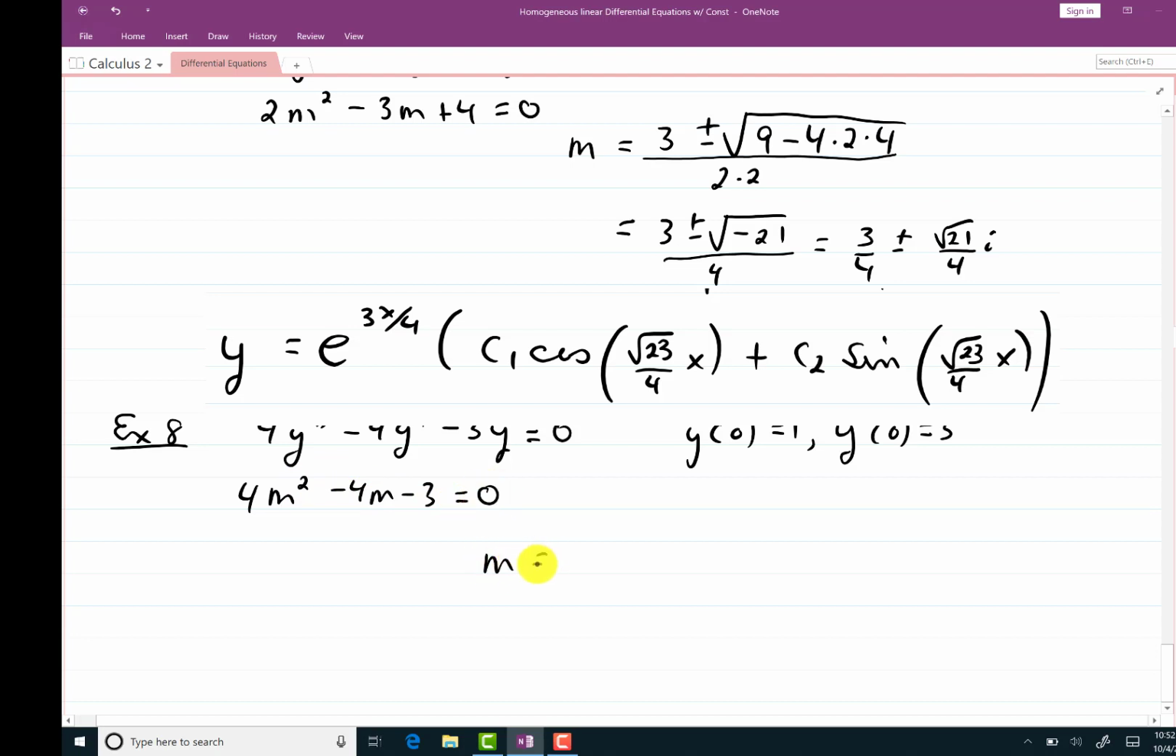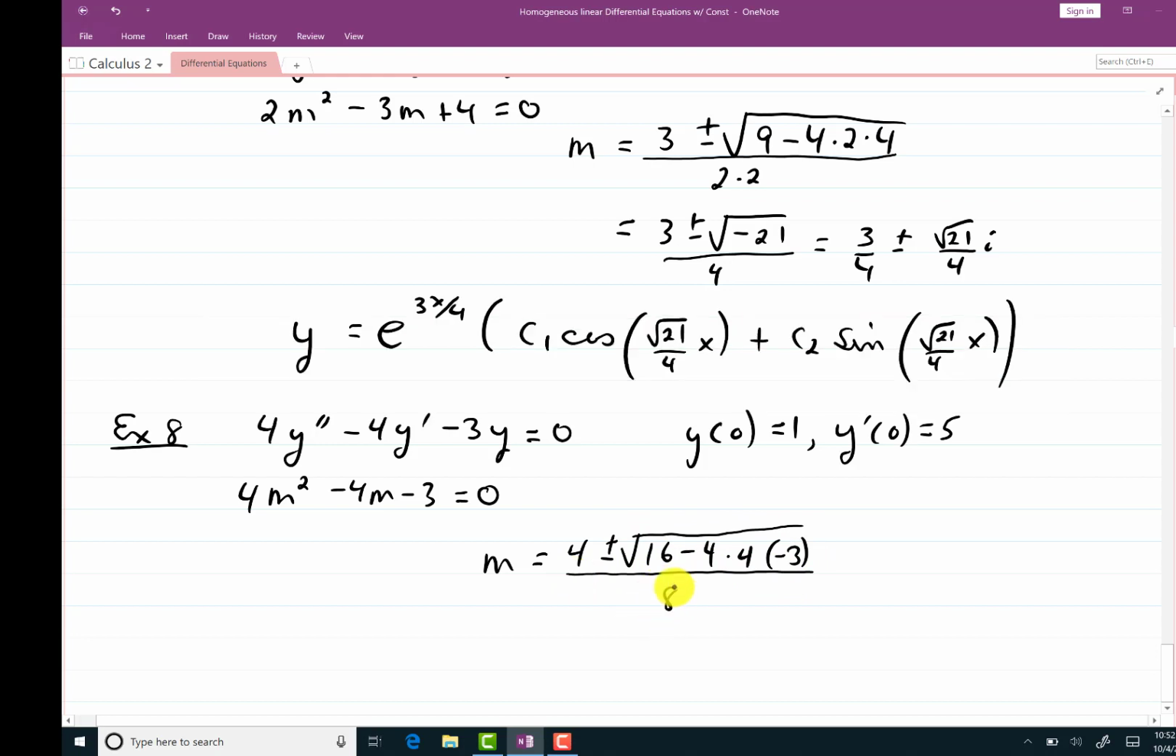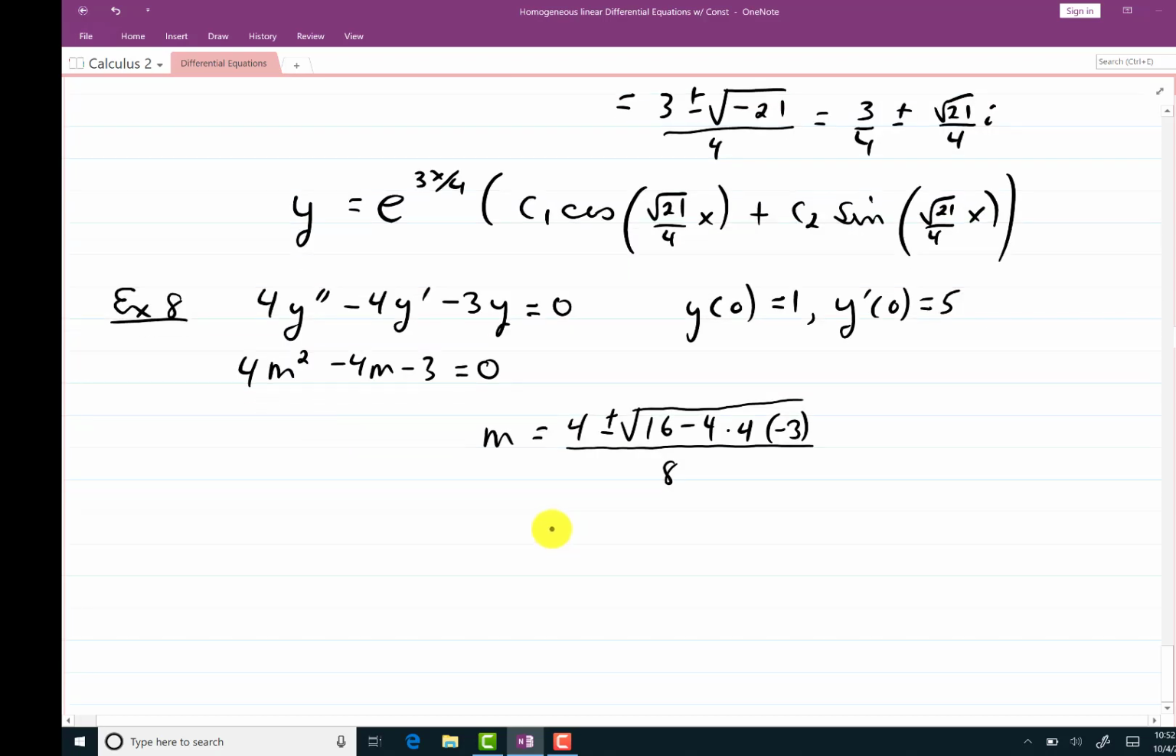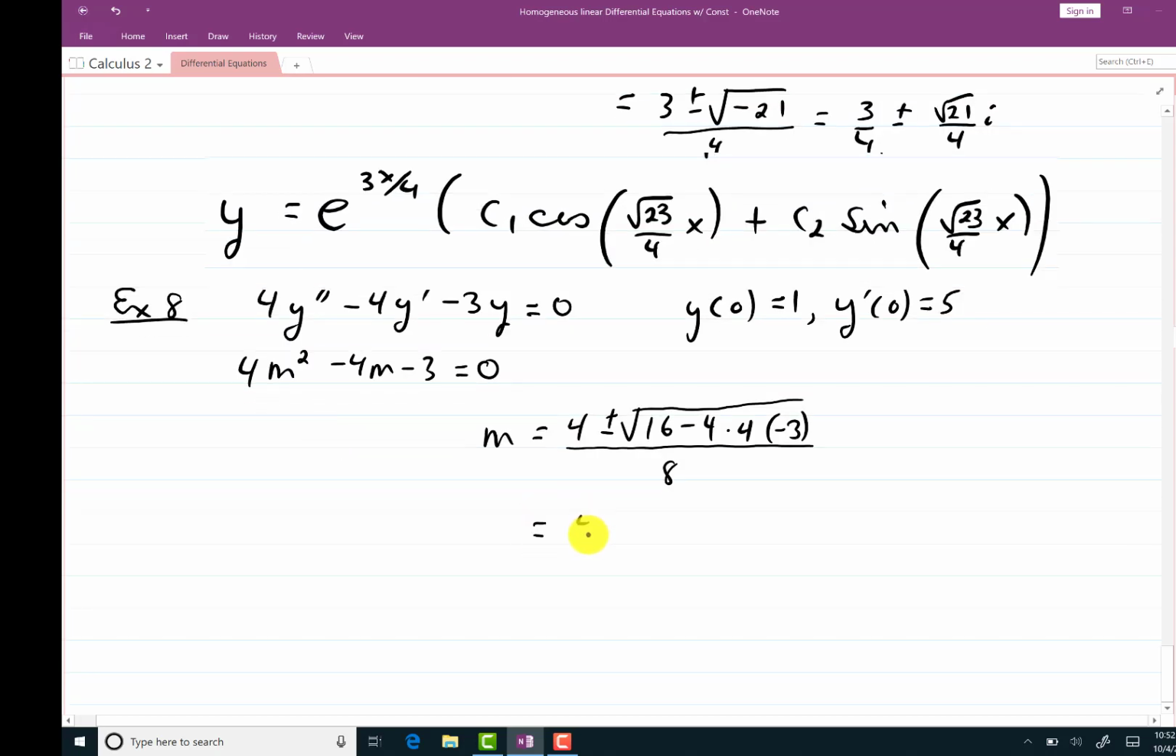m equals 4 plus and minus 16 minus 4 times a, which is 4, c, though, is negative 3. So my answer is going to be real. All of that is over 2 times a, which is 8. So we get 4 plus and minus.